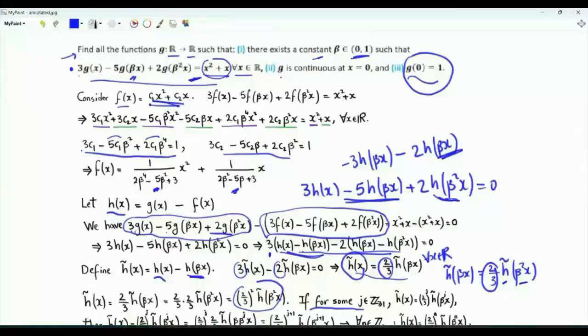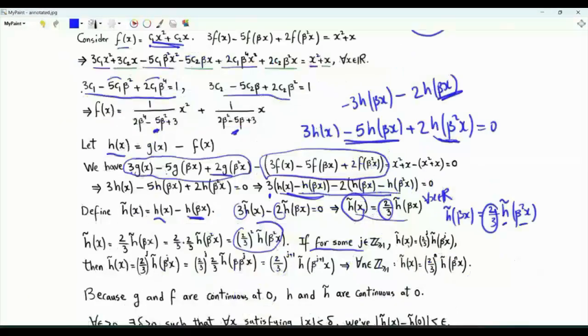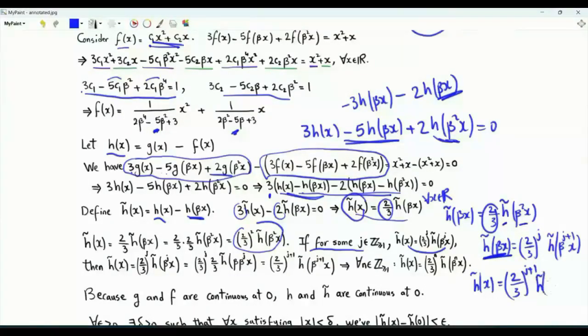If for some positive integer j, h tilde of x is (2 over 3) to the power j, h tilde of β to the j times x, we can replace x on both sides by βx to get that h tilde of βx is equal to (2 over 3) to the power j, h tilde of β to the j times βx, that's β to the j plus 1 times x. h tilde of x is equal to 2 over 3 times h tilde of βx. h tilde of x is (2 over 3) to the power j plus 1 h tilde of β to the j plus 1 times x.